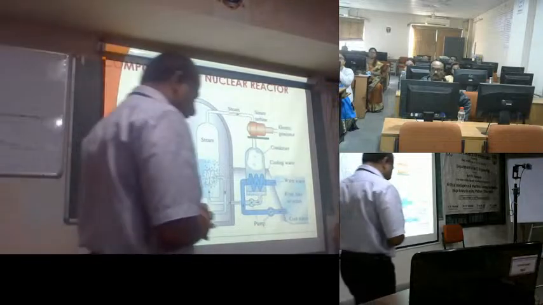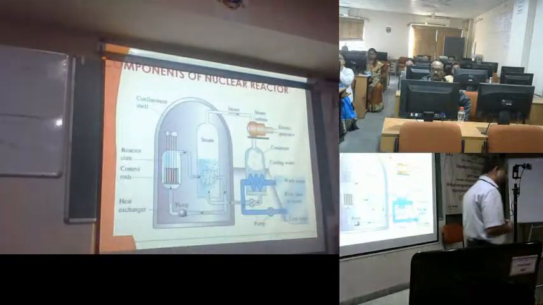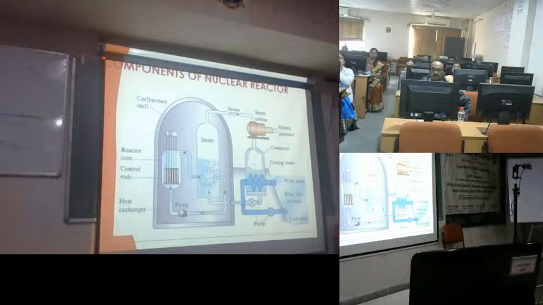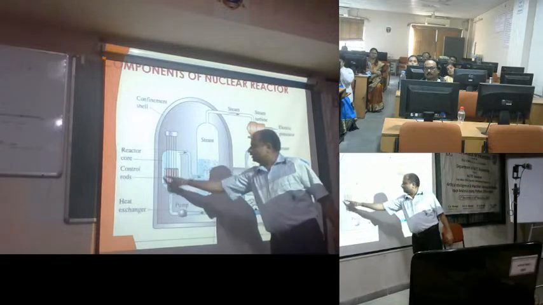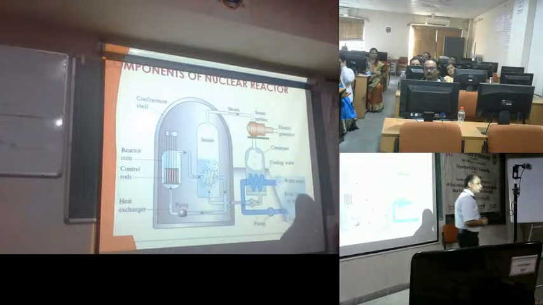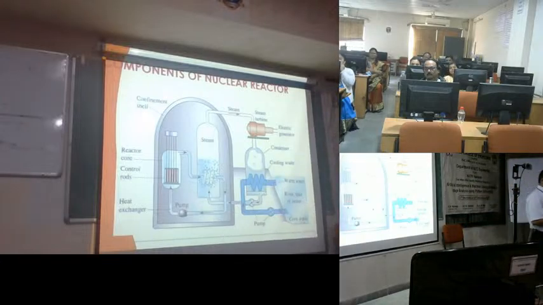Now, this is the typical working flow of the nuclear reactor. I have just considered some of the important components of the nuclear reactor. You can see here the rectangular box. Here, the nuclear reaction that I was talking about is basically taking place.